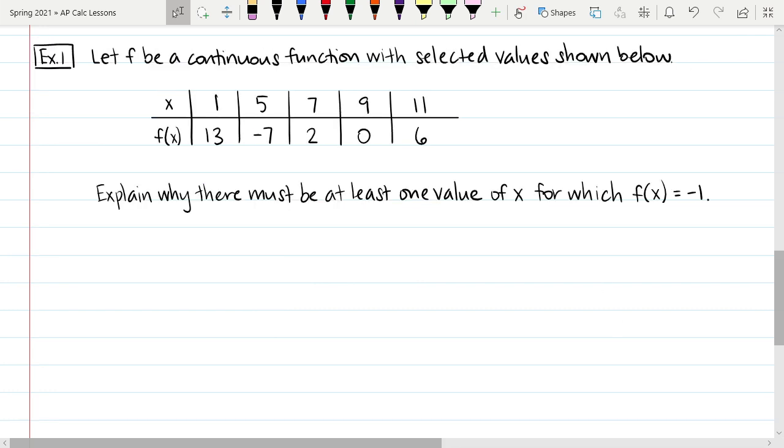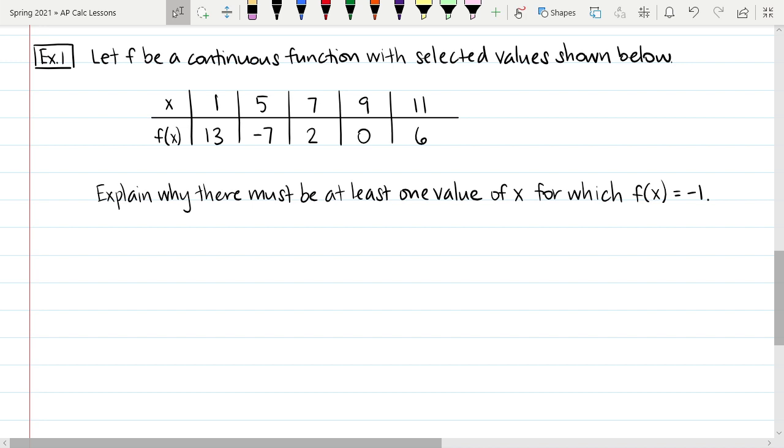Okay, so let's look at just a few examples where we utilize the intermediate value theorem. So first, let f be a continuous function with selected values shown below. So here we just have a table where they've given us some specific values for the function. Explain why there must be at least one value of x for which f of x equals -1.